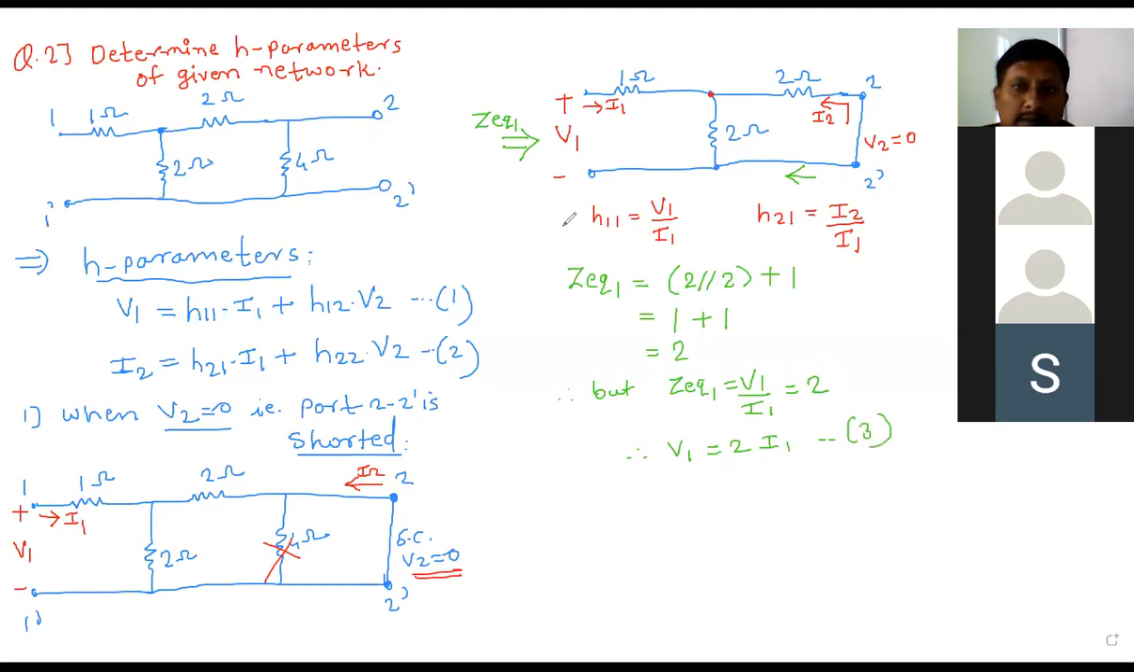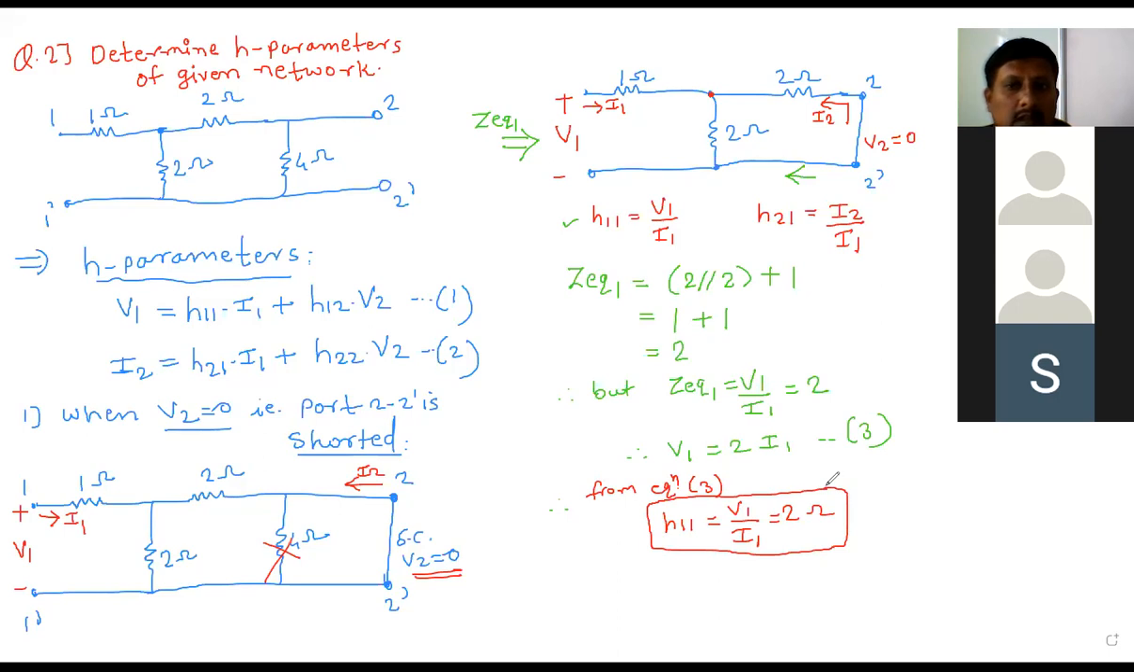So this is the formula of H1. Therefore from equation 3, H11 is equal to V1 upon I1 is equal to 2 ohm. Okay, that we got. Now H21 is equal to I2 upon I1.